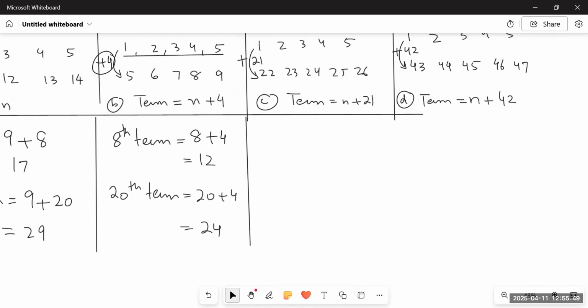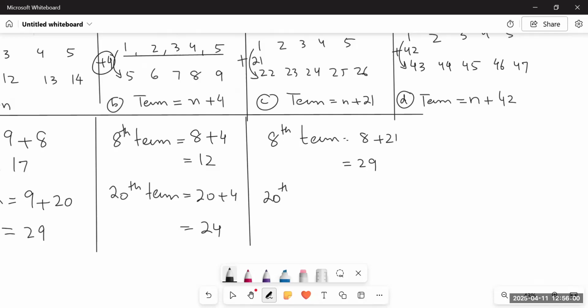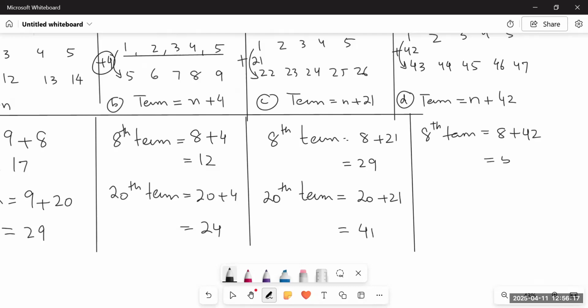Next we have the 8th term is equal to 8 plus 21, which is 29. And the 20th term is equal to 20 plus 21, which is 41. Similarly, for the last part, the 8th term is equal to 8 plus 42, which is 50. The 20th term is equal to 20 plus 42, which is 62.